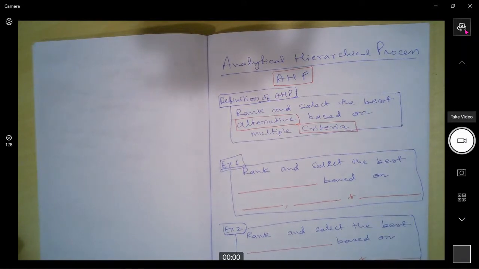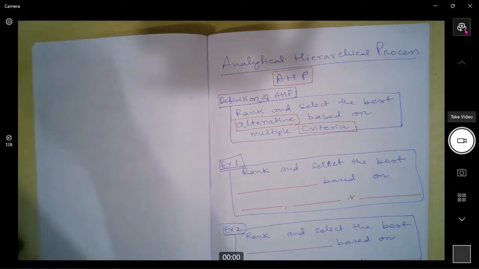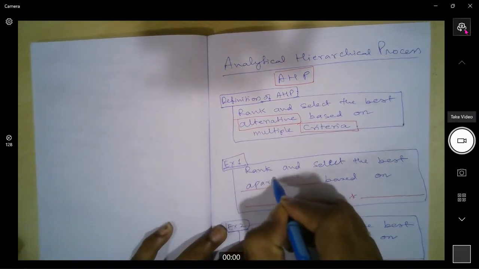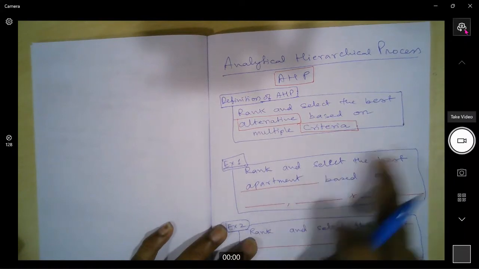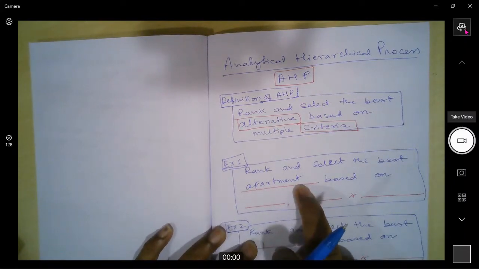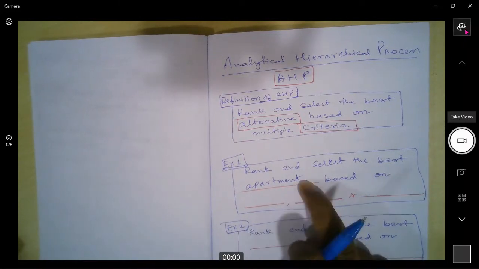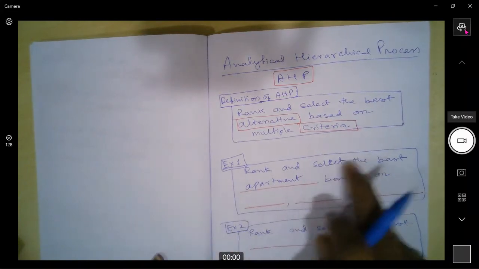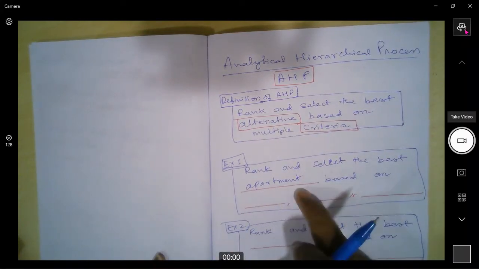So, for example, let me get my pen. The first example I can take is something like the question that I just showed: the best apartment. That means there are multiple apartments, apartment A, B, C, D, whatever. There may be five apartments, and you want to rank them: which is the fifth best, fourth best, third best, second, and which is the best. So, ranking and selecting the best apartment based on what?